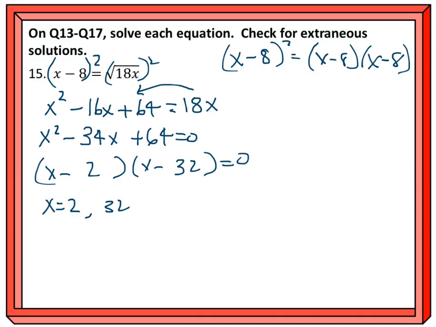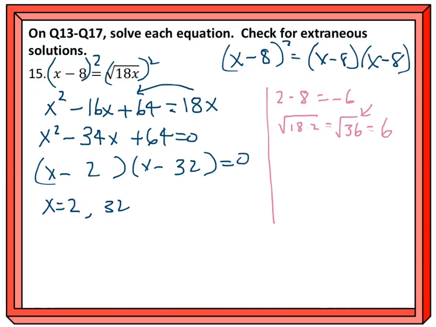Now let's check them for extraneous solutions. Who knows if either one of those things actually work? So let's first check the x equals 2. So the x equals 2 on the left-hand side, 2 minus 8 is equal to negative 6. And on the right-hand side, I have the square root of 18 times 2, which is the square root of 36, which is equal to positive 6.